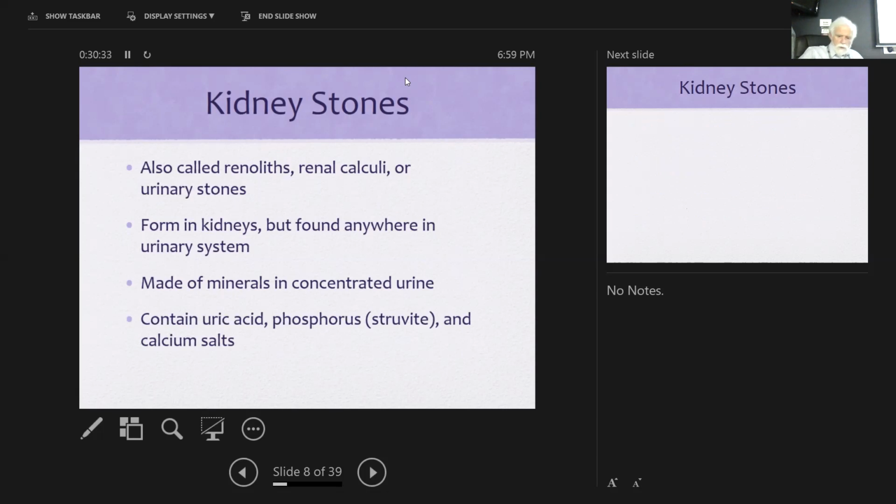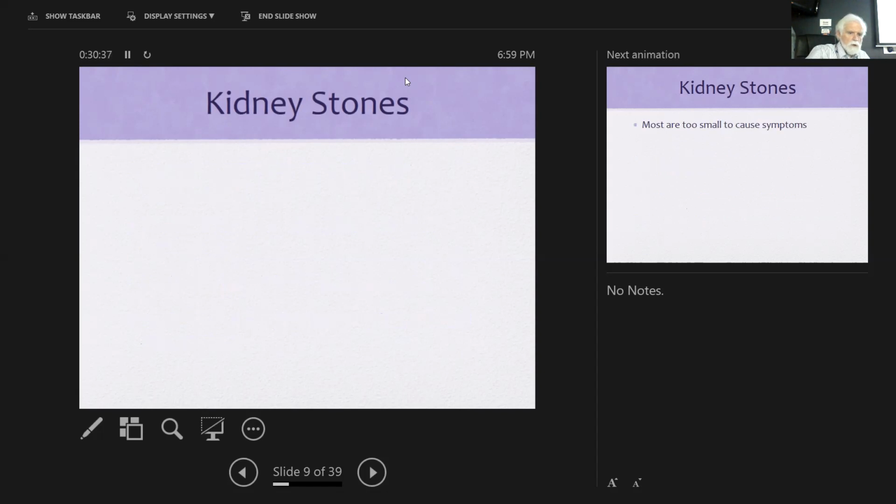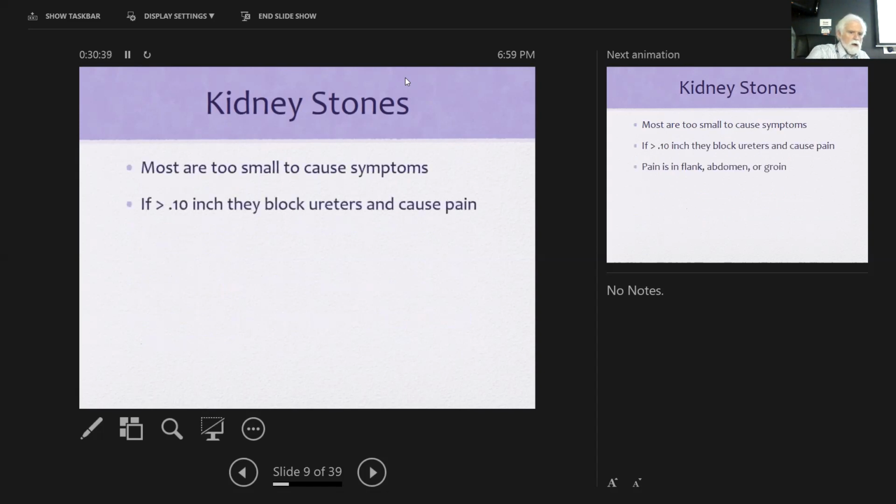Calcium is another major component of these kidney stones. They're generally pretty small, and we probably have a lot more of them than most people know. But if they get bigger, more than about 2 millimeters in size, then they can start causing problems as they move out of the kidney into the ureter.